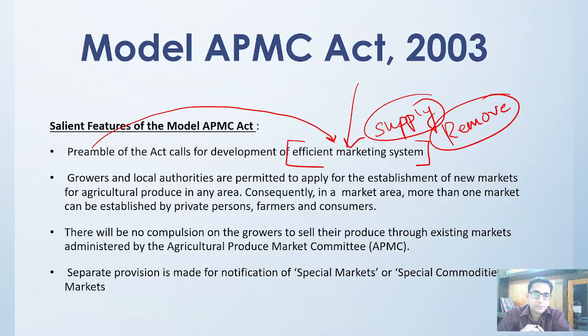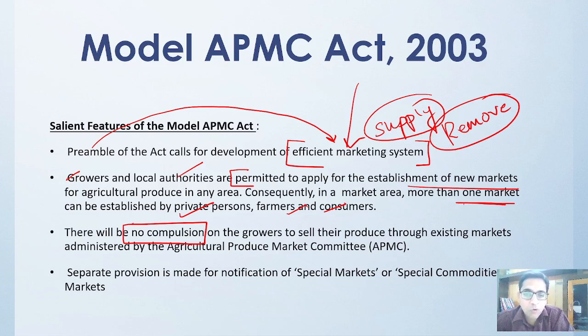So the growers and the local authorities are allowed to apply to establish new market areas in any area. Even in a single market area, more than one market can be created by a private person, farmers or consumers. So there will be no compulsion on the growers to sell their product only through the existing market, that is, through APMC.